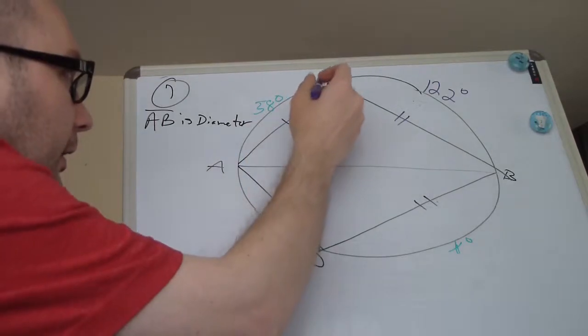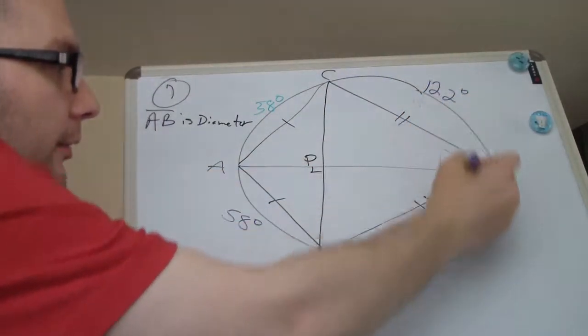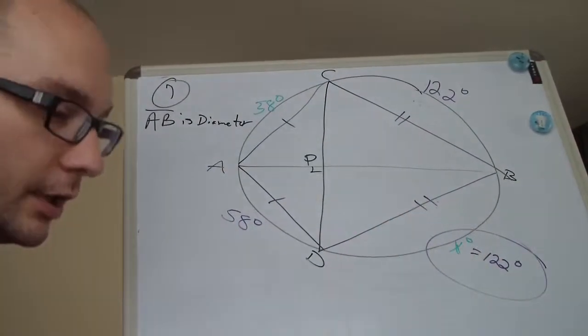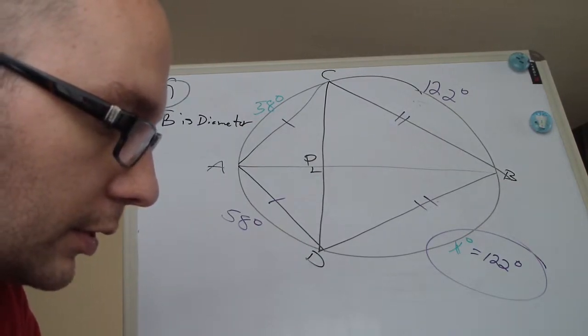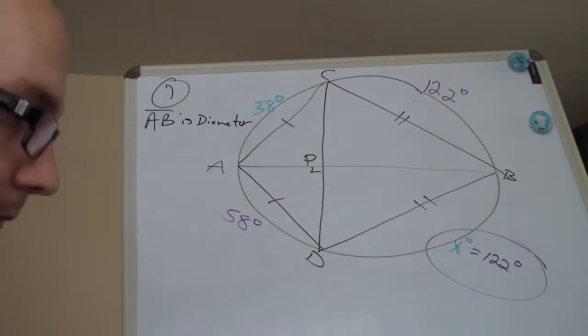So that means that if these are congruent, this one is 58 degrees. This is congruent to this one. This will be 122 degrees. So there is your answer, 122 degrees. And let's take a look at our next one, number 8.